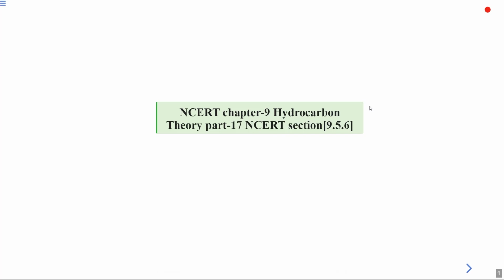Hello students, today we will explore chapter 9 Hydrocarbons. This is our theory part 17 and we will cover NCERT section 9.5.6 in it.